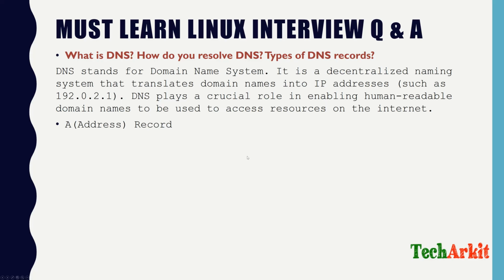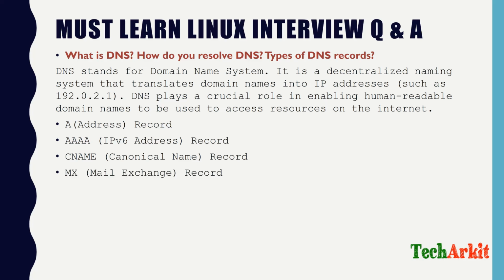So what are the types of records you have here? The A record is the domain name to an IPv4 address, and AAAA is the domain name to an IPv6 address. CNAME is the canonical name. MX record is the mail exchange record, so whenever you have a mail server, it has the MX record to redirect your mail traffic. And NS is the name server record, the specific authoritative name server for the domain.